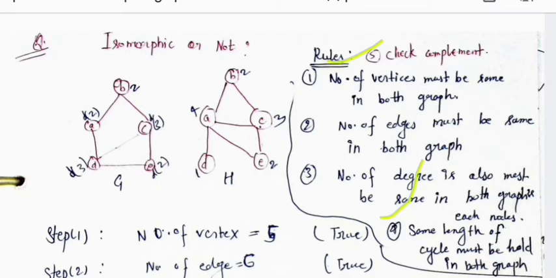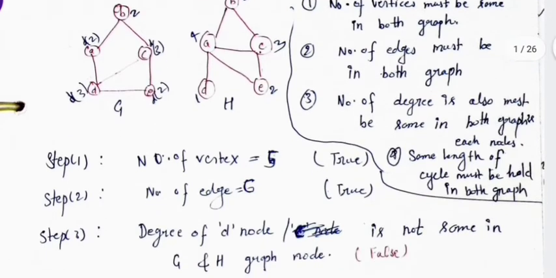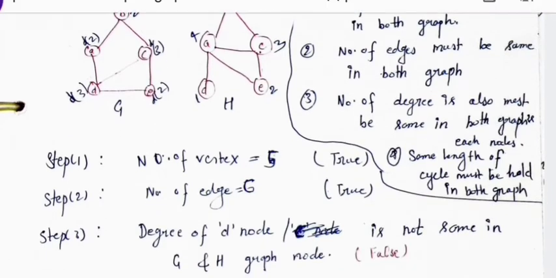Now come to the question. Here graphs G and H are given like this. Now we solve this problem step by step. The first step is that the number of vertices must be equal in both graphs. In the case of both graphs, the number of vertices is 5, which satisfies the first rule, and the number of edges is also 6 in both graphs, so the second rule is also true.